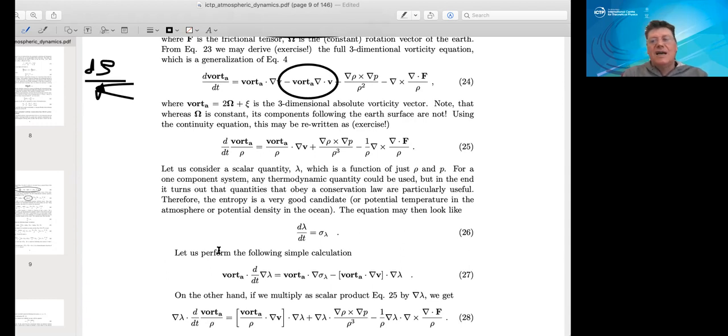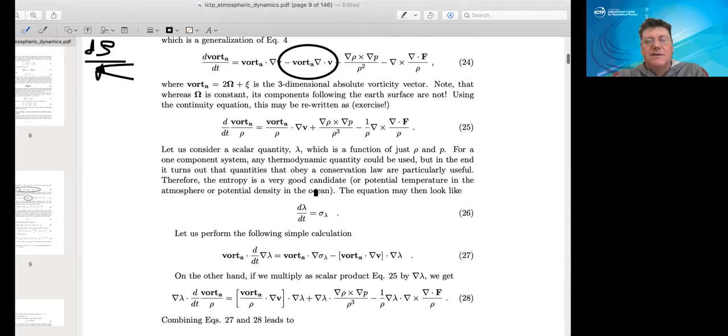Imagine we have a scalar quantity, in this case called lambda, which is just a function of density and pressure. So for one component dry, for example, dry air system, this would be any thermodynamic quantity. So temperature, potential temperature, whatever you take would fulfill such a property. And for this quantity lambda, which we will specify later on, it turns out this will be specified for our case as the potential temperature, but it could also be entropy or something else for the ocean.